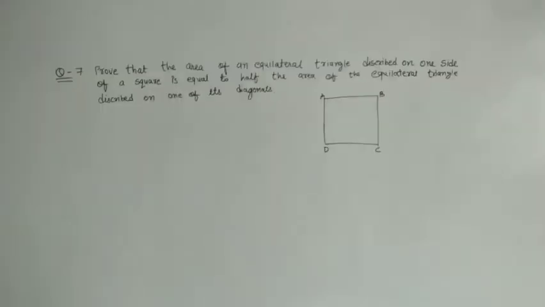Read the question. Question number 7 of exercise 6.4. The most important question. So many times the board has asked this question because it is one kind of theorem, and most of the time it is asked in 3 marks and 4 marks. You can learn it by heart or by understanding, that depends on the student, but this question is really very important. Let us read the question.